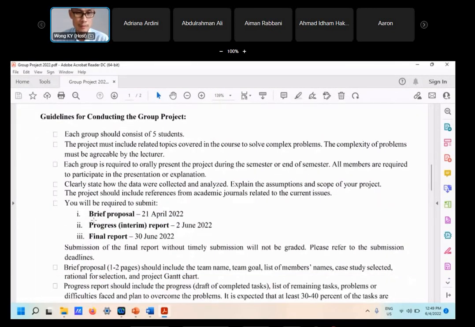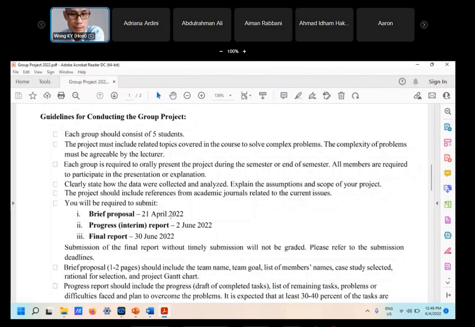I need a brief proposal from every group. You have to submit by 21st April, which is, I think, 2 weeks from now. Because I already released the question last week, so actually I've given you 3 weeks to submit a brief proposal.